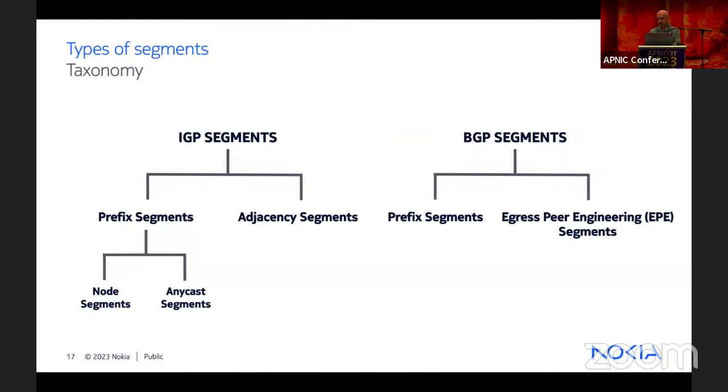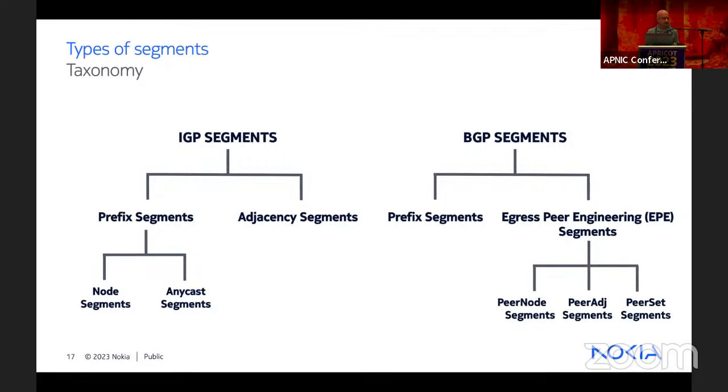And there's egress peer engineering segments. So prefix segments are very similar to your node segments and anycast segments, right? So essentially, a BGP prefix and a SID associated with that. And then you've got egress peer engineering segments. Now we've got an example later on where this will make sense.